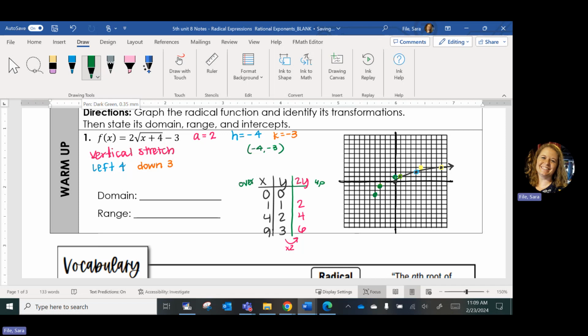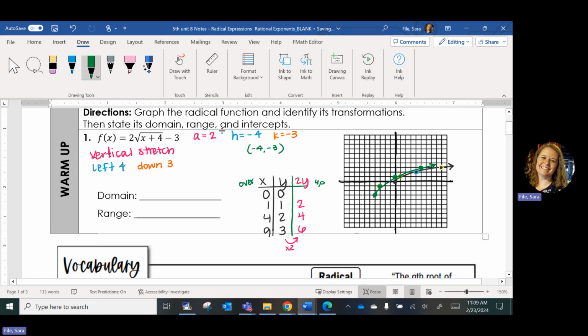Or if I go over 9, up 6 from my vertex, that's where this point is. Is that a little easier to plot the points that way using the table? I think so. I think the majority of students think so. So there's the new graph in green there.